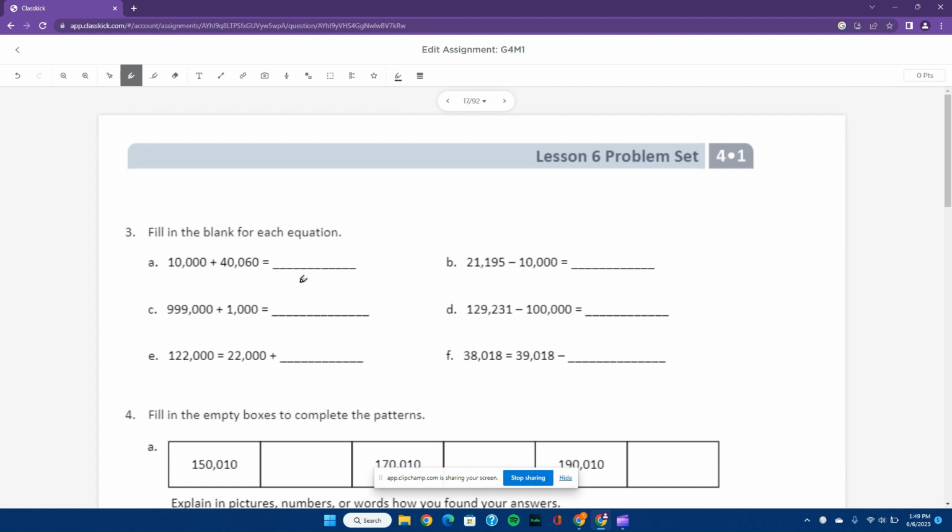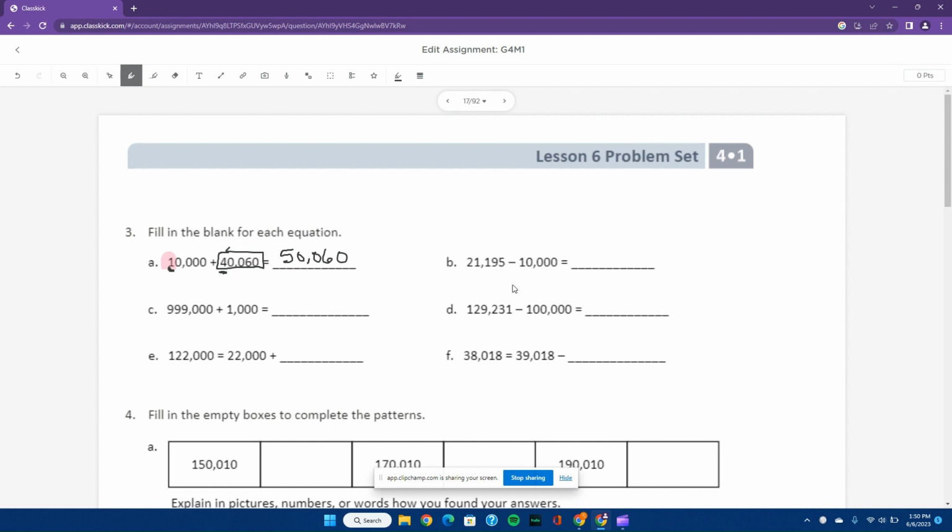Number 3 asks us to fill in the blank for each equation, and hopefully we sort of caught on at this point that we are really just looking at where this 1 is and what place value it is, and we're just going to add it to the same place value with my other number. So this problem says 10,000 plus 40,060. So this 1 in my 10,000s place is going to bump up this 4 in my 10,000s place to make 50,000. And all the other digits are staying the same. 50,060 is how we would read that number.